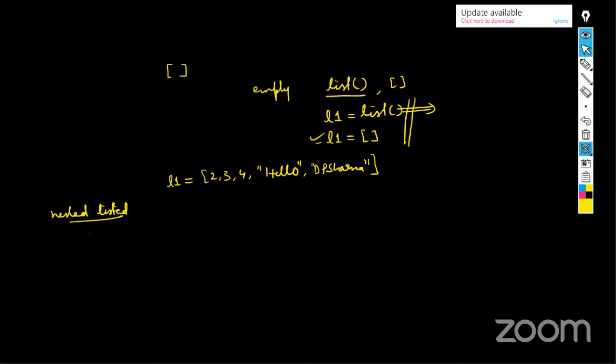So I will show you today. Nested list means what exactly? Theoretically, I'm explaining this something like this. Let's say the first element is 2, second element is 3, third element, let's say 4, and the fifth element itself we are saying a list 2, comma 3.